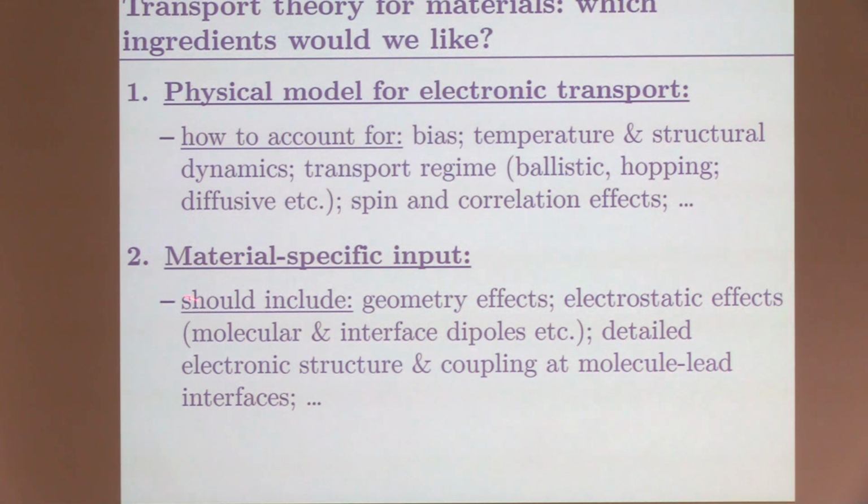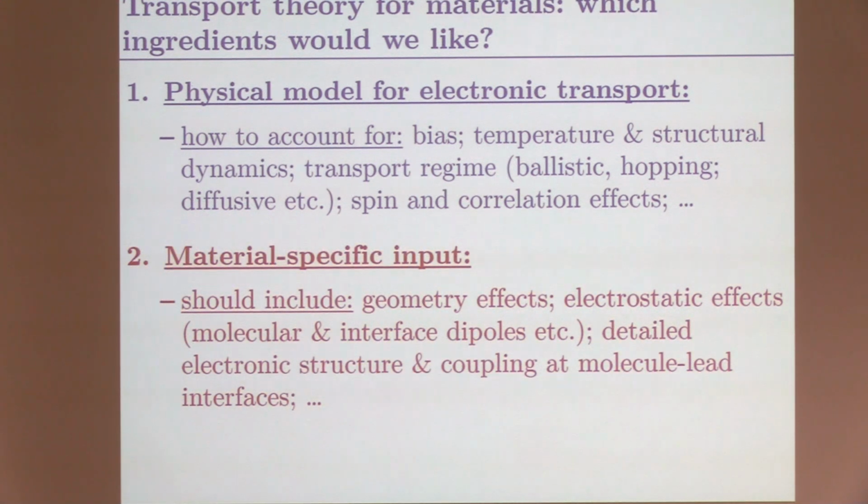So that should include the geometry effects in the system. I've mentioned them. There are also some interesting electrostatic effects happening in these junctions. One example are interface dipoles between molecules and metals. We'll be talking about these later on in the talk. And then there are electronic structure effects, how the molecules couple to the electrodes, how the energy levels in the molecule align to the Fermi level of the metal surface. All of these material-specific parameters should be accounted for as well in my physical theory.